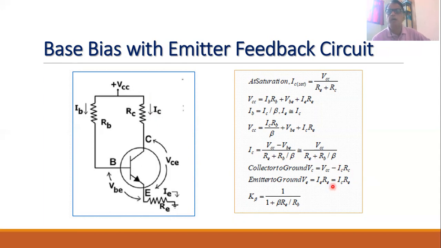Similarly, we can compute emitter to ground voltage. Emitter to ground voltage means the voltage between emitter terminal and ground terminal. So this is the voltage across the resistance RE. Therefore, it can be written as IE into RE. But IE and IC are almost the same, and therefore it can be written as IC into RE. And it is also possible to compute the K beta factor, or beta sensitivity factor, of this. And this can be written as 1 divided by 1 plus beta RE divided by RB.